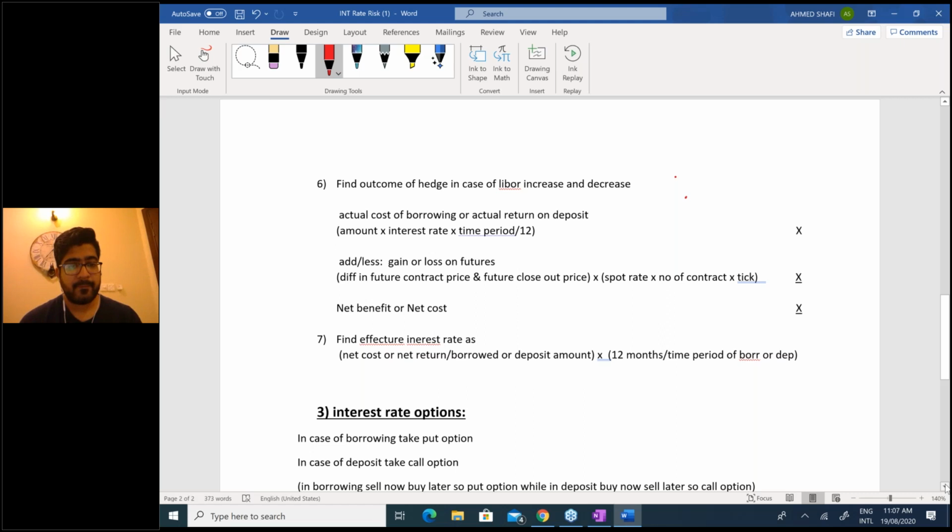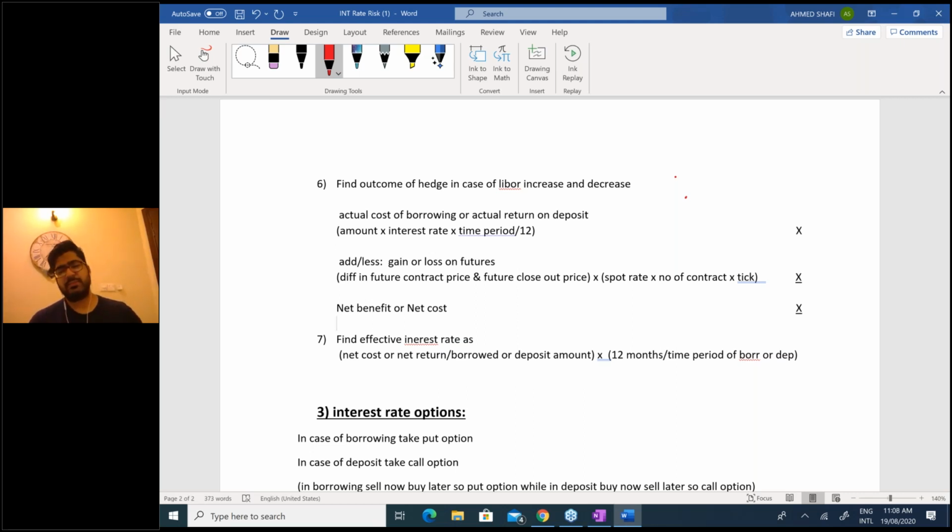Okay. And then in the last step, you need to find the effective interest rate. Effective interest rate is the last step in which you take net cost or net return over borrowed or deposit amount into 12 months over the time period of borrowing or deposit.